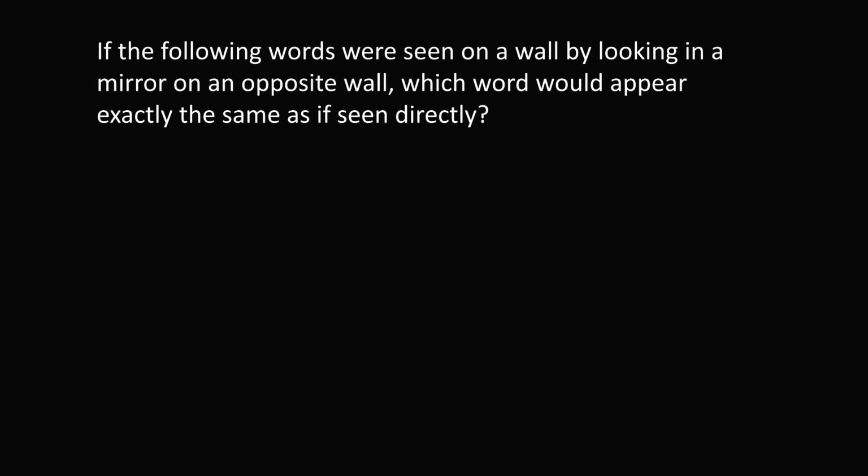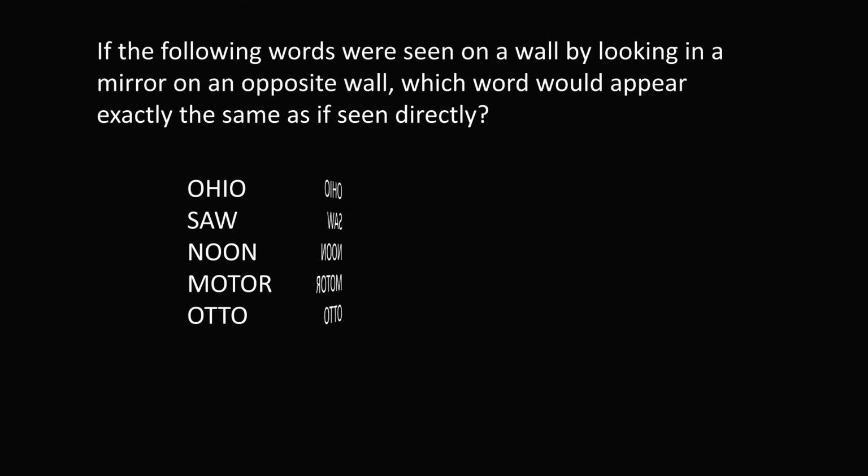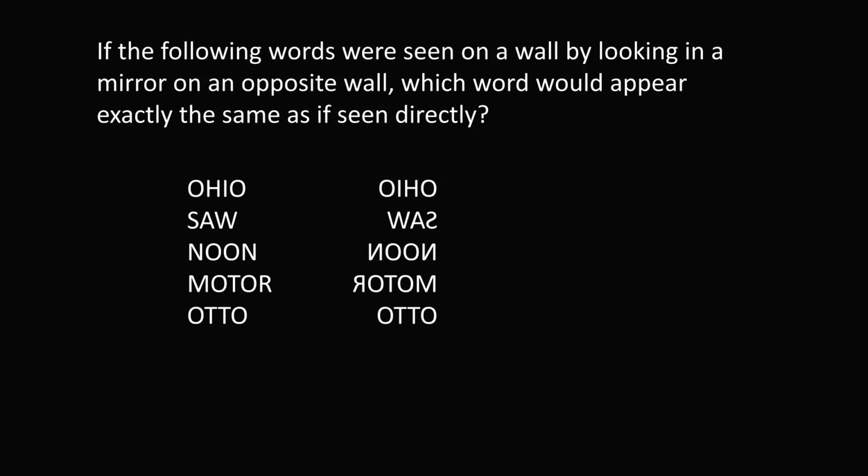Here's another interesting question. If the following words were seen on a wall by looking in a mirror on an opposite wall, which word would appear exactly the same as if seen directly? The choices are Ohio, saw, noon, motor, auto. So let's actually try to visualize this. What would happen if we take the mirror image of each word? We would see that only one word would appear exactly the same, and that would be the answer choice auto.